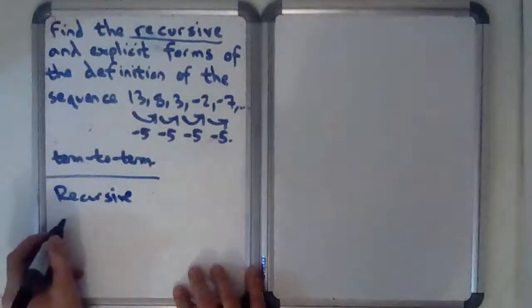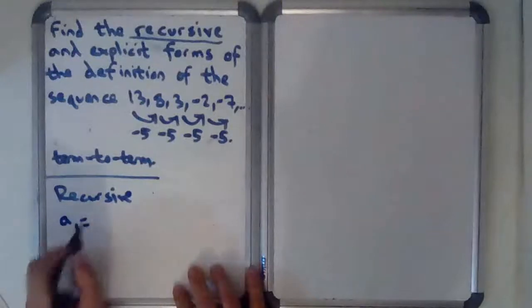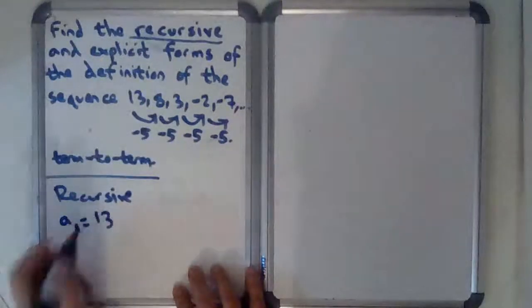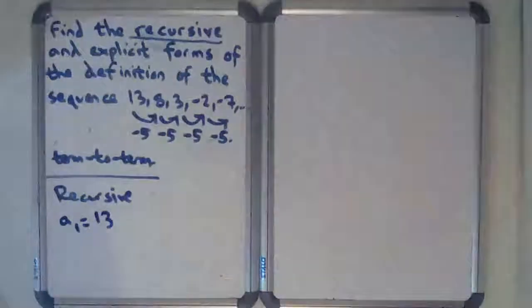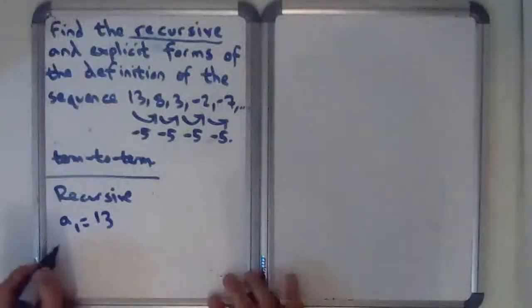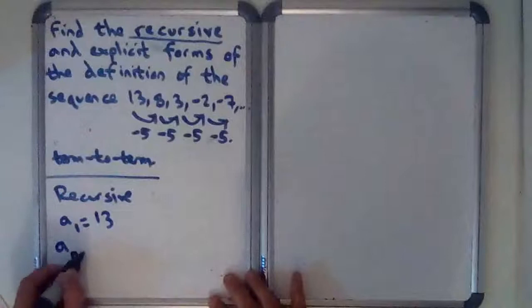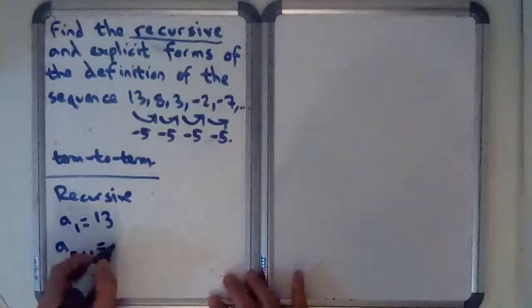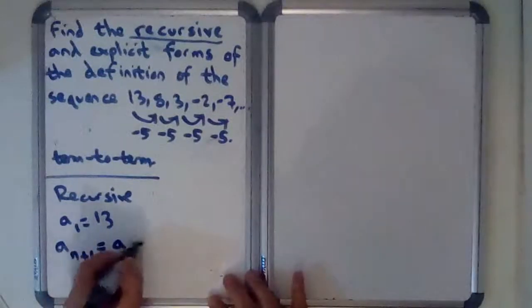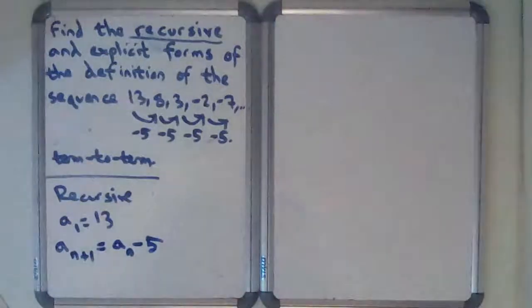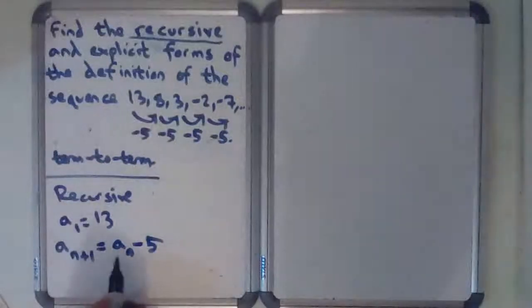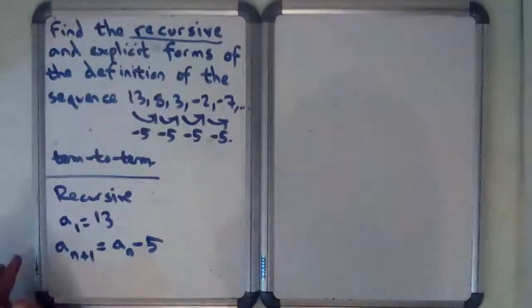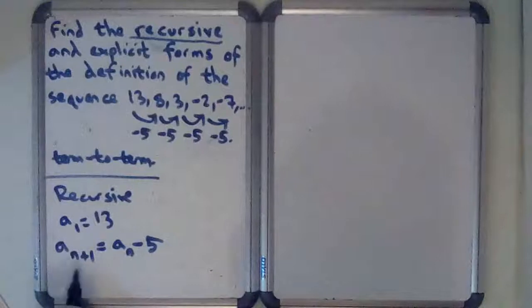So I'm going to say A1, the first term, equals 13. And then I'm going to say how I get from the current term to the next term. a_(n+1), the next term, equals the current term minus 5. So I subtract 5 to go from the current term to the next term. I could have also written that as a_n equals a_(n-1) minus 5. Both forms would be perfectly acceptable.